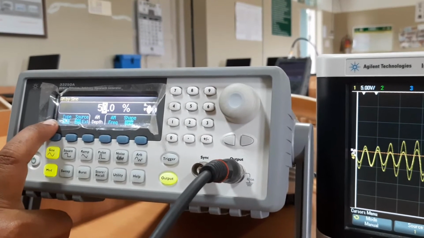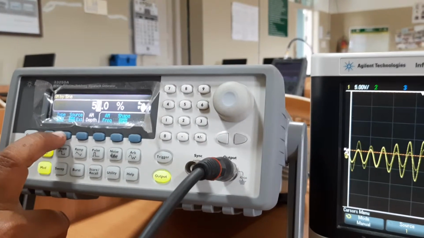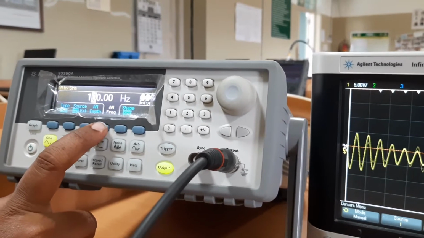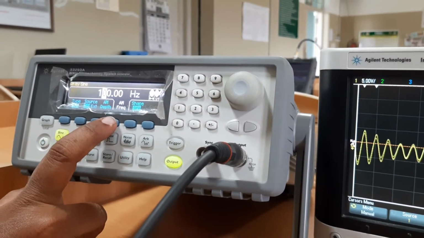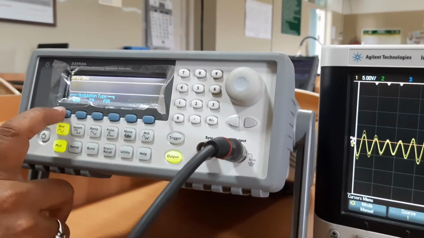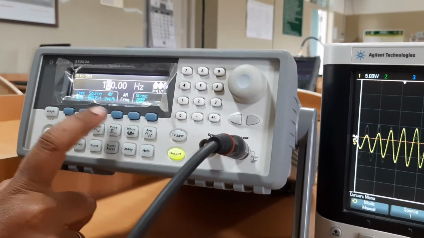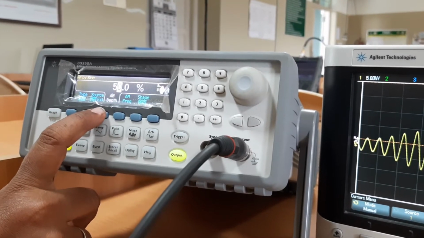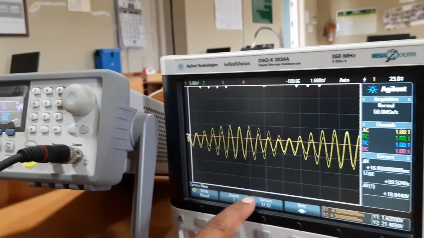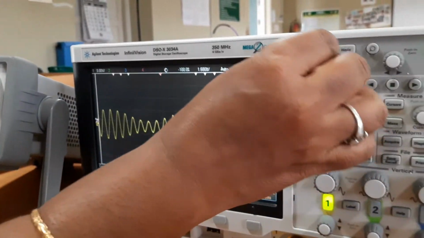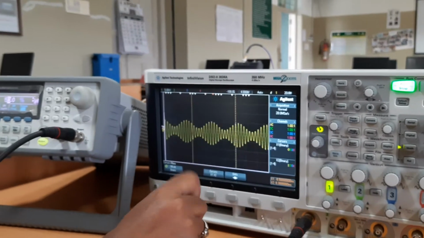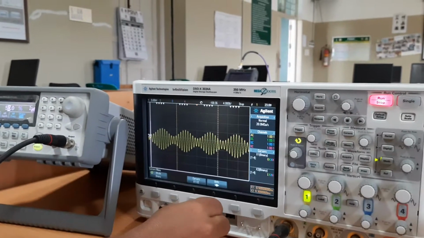If I set the AM of inbuilt internal modulation signal, and the depth of modulation is 50% and AM frequency is set as 100 Hz. This is an AM signal type and the depth is 50%. Now just look at the waveform of AM signal. This is the AM signal generator.